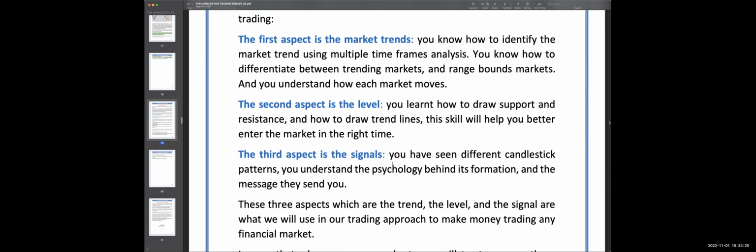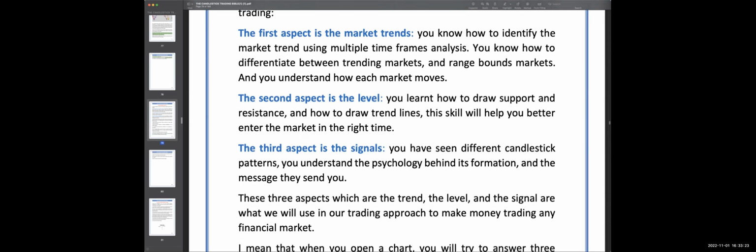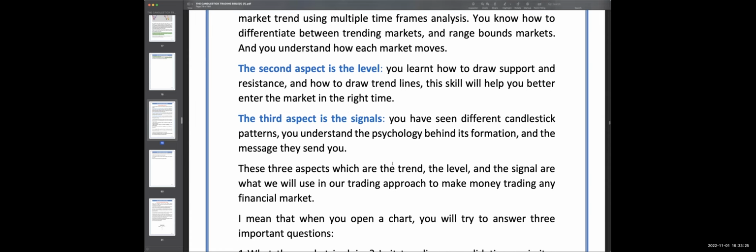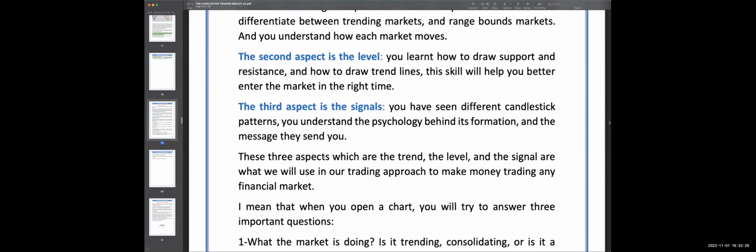The third aspect is the signals. You have seen different candlestick patterns. You understand the psychology behind their formation and the message they send you. These three aspects, which are the trend, the level, and the signal, are what we use in our trading approach to make money trading any financial market.